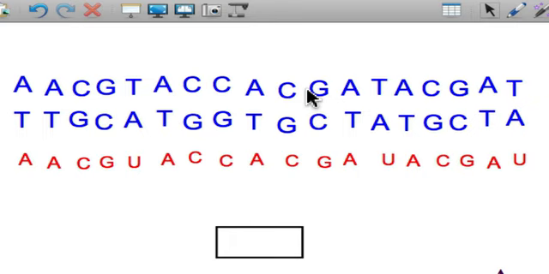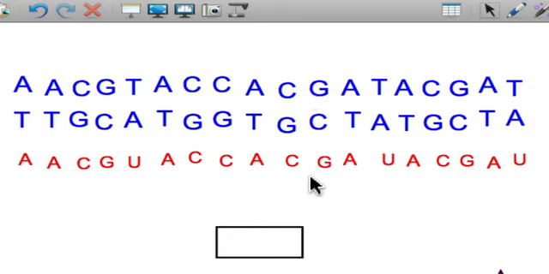Both of these will result in what are called frame shift mutations because they disrupt the reading frame of the codons that we're going to use to create our proteins. This will cause all the codons from the point of the mutation to the end of the gene to code for different amino acids. And generally what you're going to get as a result of this is a non-functioning protein.